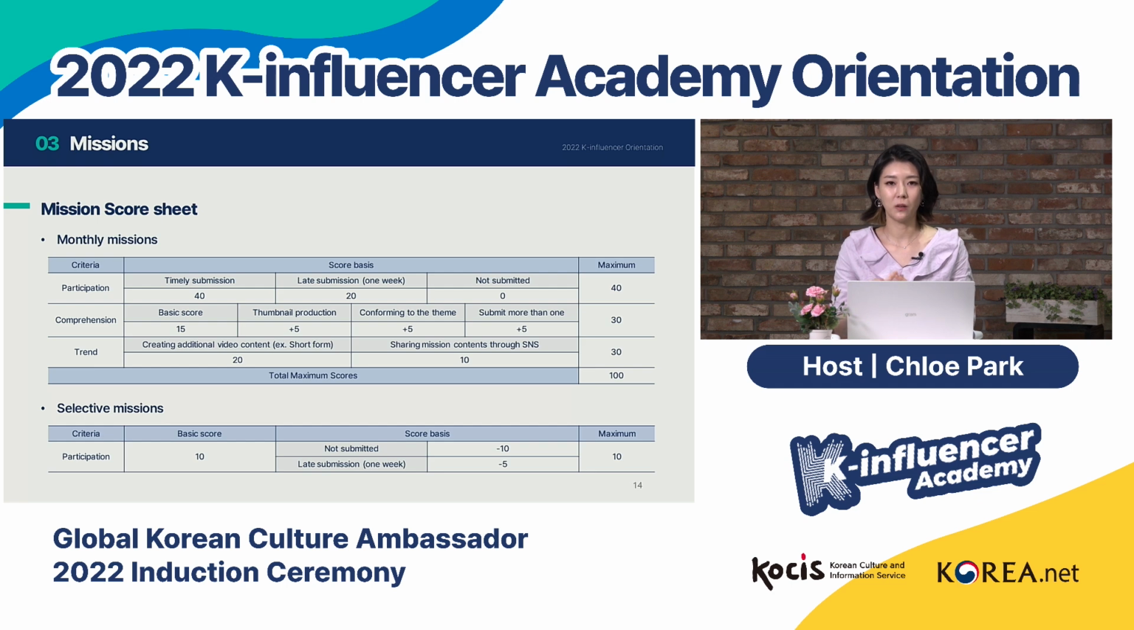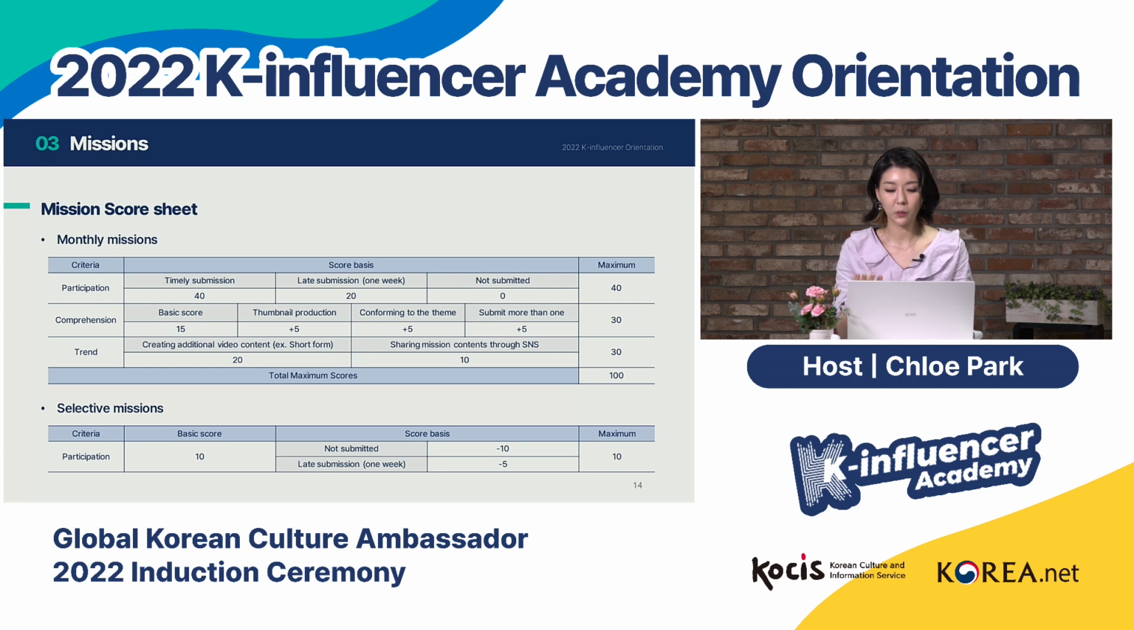Of course, to be more objective, we have prepared a mission score sheet. So you can refer to how we score your content. And this is something you can always think about when you create your content: which thing I should focus on. So let's first check the monthly missions. The criteria is divided into 3 parts: participation, comprehension, and trend. I'm going to walk you through each one of them now. And the total score will be a maximum of 100 points.